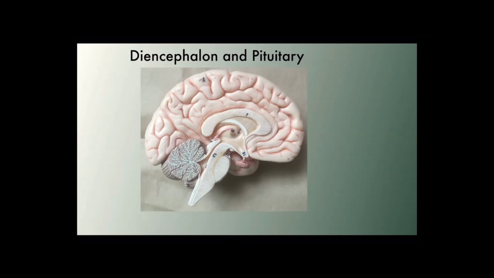Remember, the diencephalon is where we find the thalamus, hypothalamus, plus the pituitary, and the epithalamus, which houses the pineal gland. It's really a party up in there. So let's go through these. That's right. This is the thalamus, right? Sensory relay to the parietal lobe.